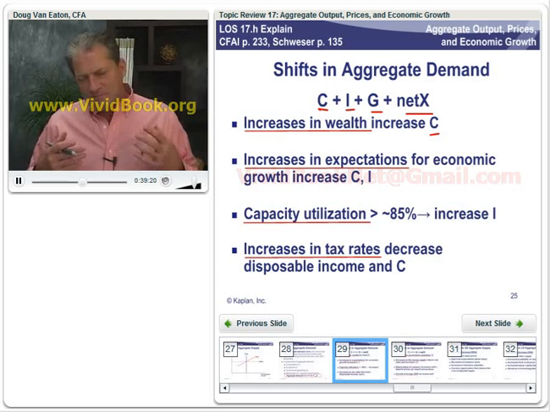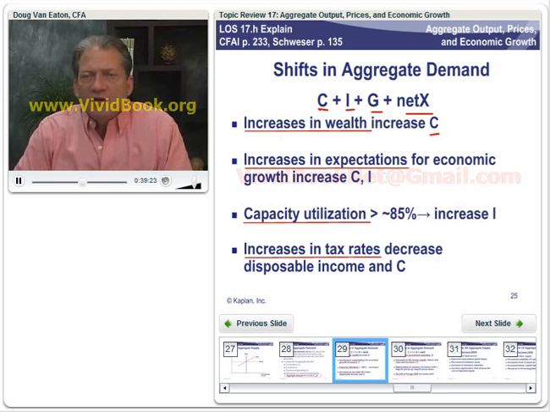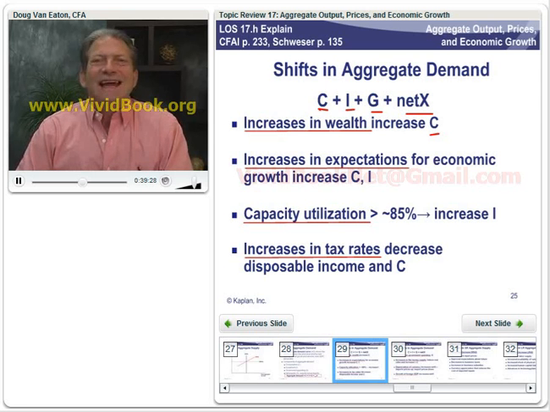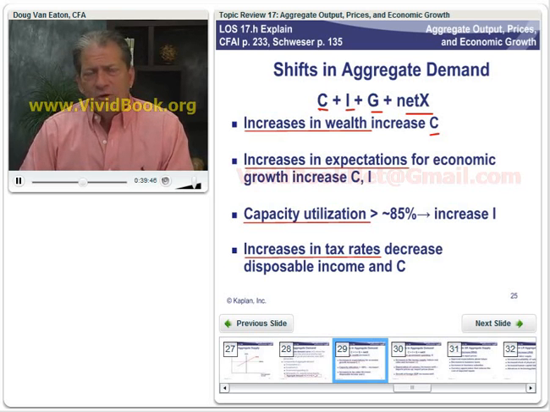If individuals' expectations or business expectations for economic growth increase, that's going to increase aggregate demand. When the future looks brighter, people spend more now. When the future looks brighter, businesses invest more now. And it's also true that when capacity utilization runs above 85%, so that there's not much slack in the productive capacity, then businesses tend to increase their investment spending.